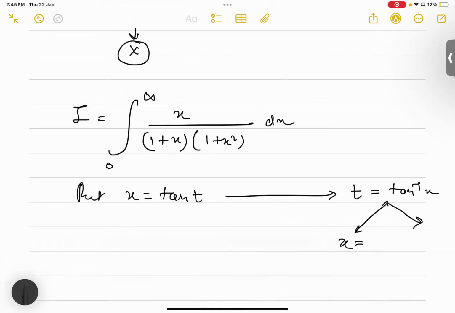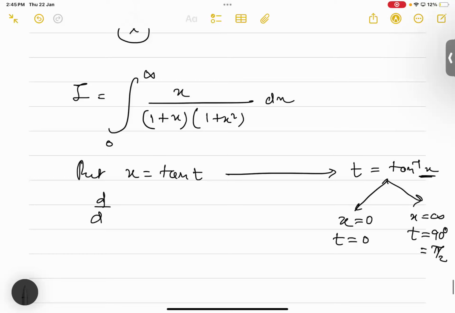Okay. X equal to 0. X equal to not defined. Tan inverse 0 is 0. Tan inverse not defined is 90 degrees. 90 degrees is pi by 2. Okay. D by dx of x.